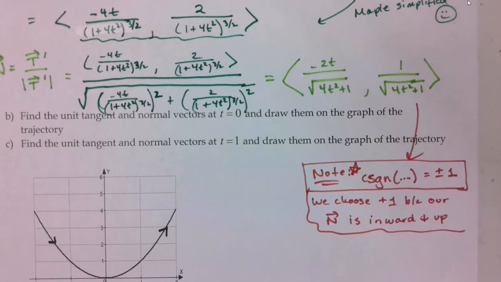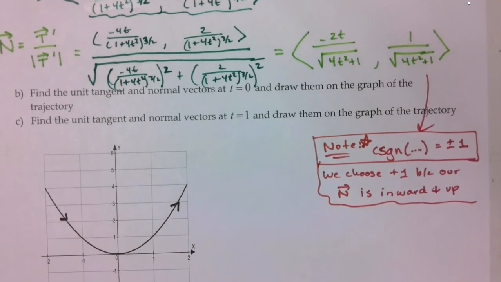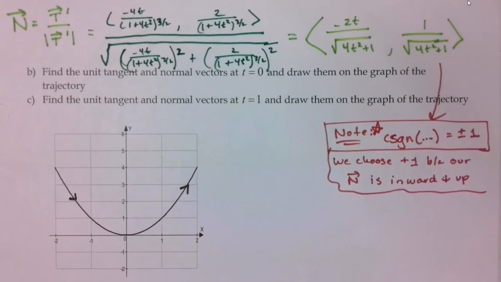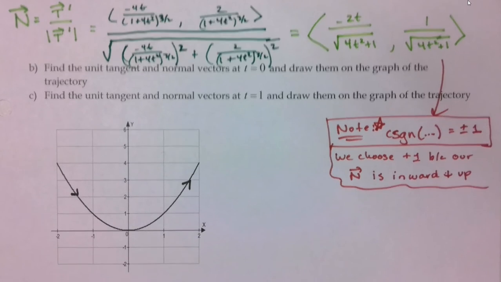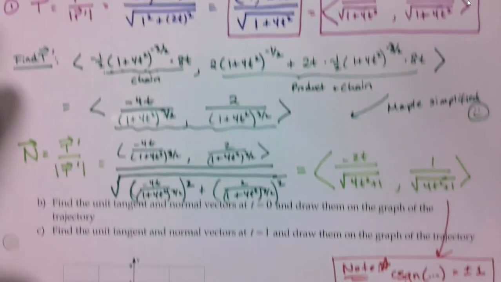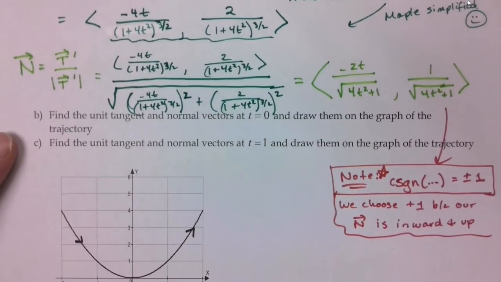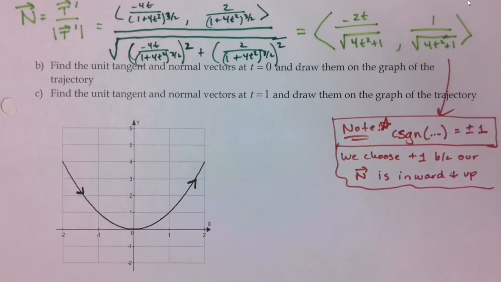So okay, we're done with that. We found the normal vector. So now they want us to find the unit tangent and normal vectors at t equals 0 and t equals 1 and draw them. Well, now that we did all that work, which honestly I should leave more space for, now that we did all this huge work, then B and C should actually be crazy easy. So let's start with t equals 0.